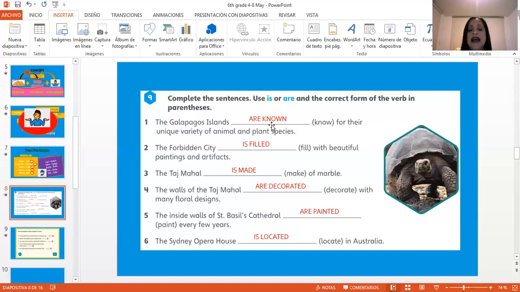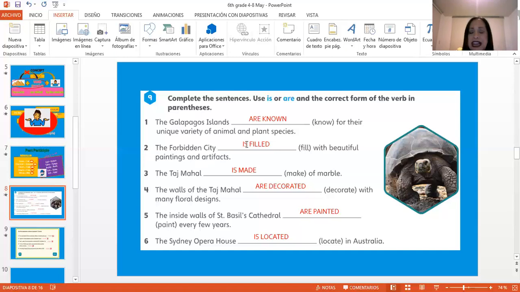Now let's check a singular sentence. Two. The Forbidden City is only one. The Forbidden City is filled. We have is for the singular form of the auxiliary be.